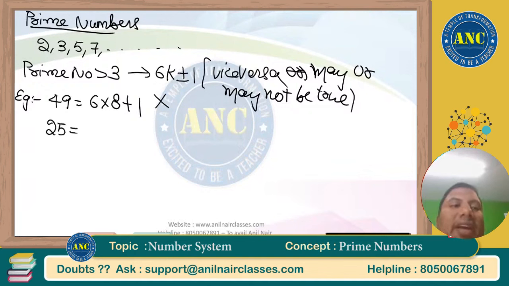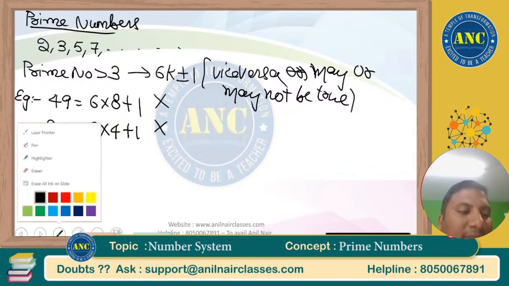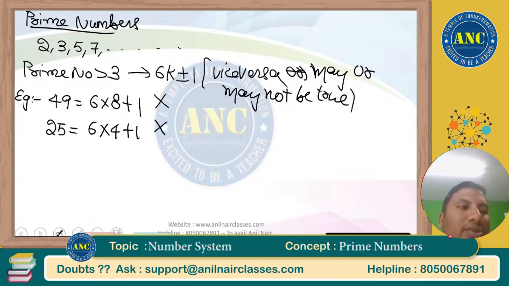25 is 6 into 4 plus 1, and this is a composite number. I hope the idea is clear. If the number is a prime number, it should be of the form 6k plus or minus 1. Based on this, let us discuss some very good problems.